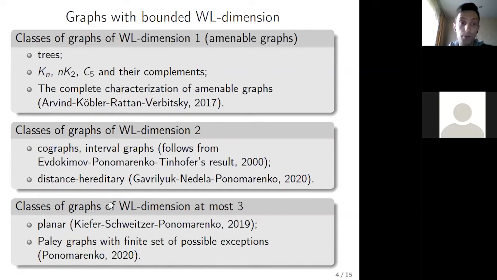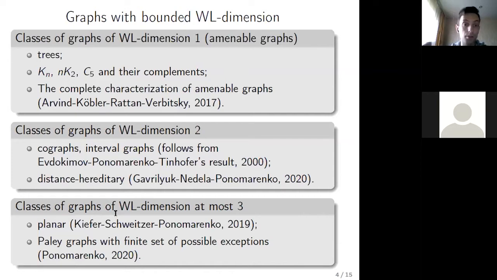Recently, it was proved that distance hereditary graphs have Weisfeiler-Leman dimension 2 too. This was done by Gavrilyuk, Nedela, and Ponomarenko. I recall that a graph is called distance hereditary if for every its induced subgraph, the distance between two vertices in the subgraph is the same as in the whole graph.